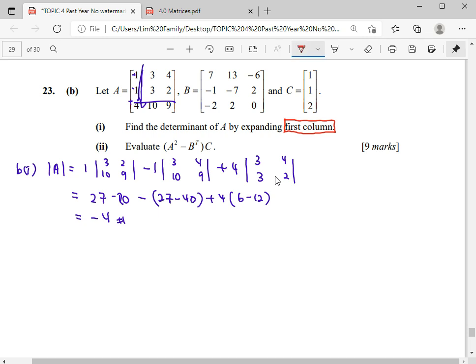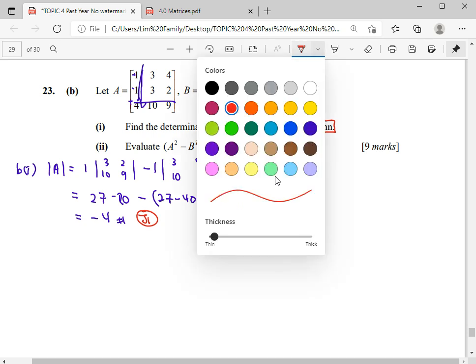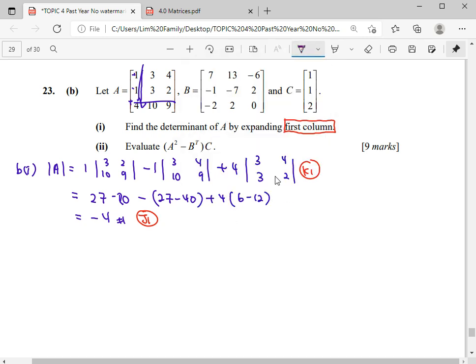So this is the concept: expanding using the first column and getting to the answer. After that, we're going to move on to the second part. For the second part, we continue. They want us to evaluate, which means nilaikan. Find the value of A squared, find the value of B transpose, and the minus of them multiplied by matrix C. I do it one by one in order to see it clearly.